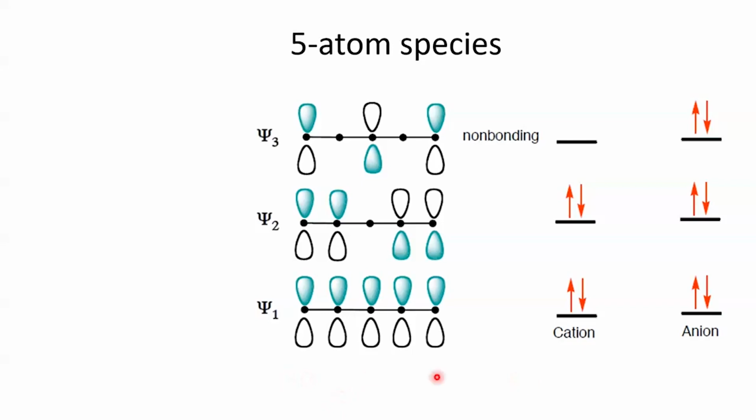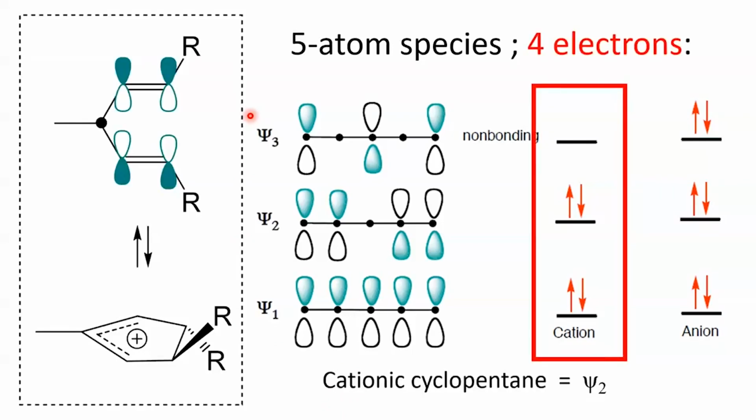So here's the arrangement of the pi orbitals that we would expect to see for a 5 atom species. We've got psi 1, 2 and 3. If we're focusing on a 4 electron species, we're going to be up here in psi 2. This is where our electrons are going to be populating, at least if we're dealing with a thermal system, which we will. So this gives us our arrangements of the orbitals, which we can place on our ring opened form with the corresponding cyclized form shown underneath.